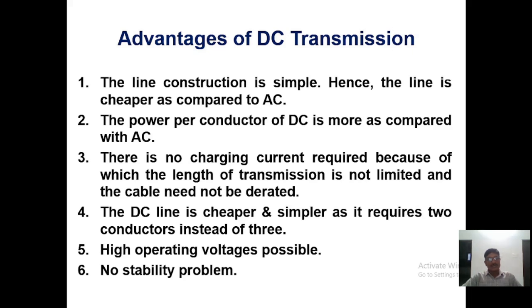But in the case of the AC transmission system, we are using 3 conductors. High operating voltages are possible in this DC transmission system, and also there is no stability problem in that DC transmission system. These are all the major advantages of the DC transmission system.